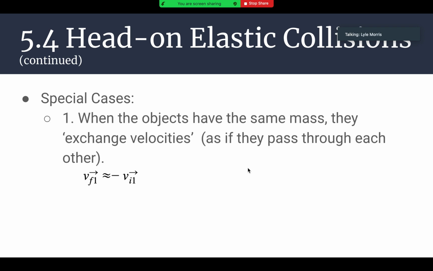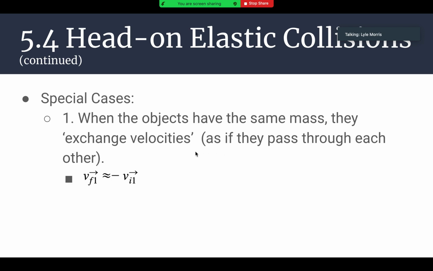There are some special cases. One, when the objects have the same mass, they exchange velocities as if they pass through each other. It says when they pass through each other, it's as if their velocities pass through each other. So the final velocity of item 1 is the negative, a different direction from its initial velocity. So it's the same velocity, but it just turns around and goes the other way.